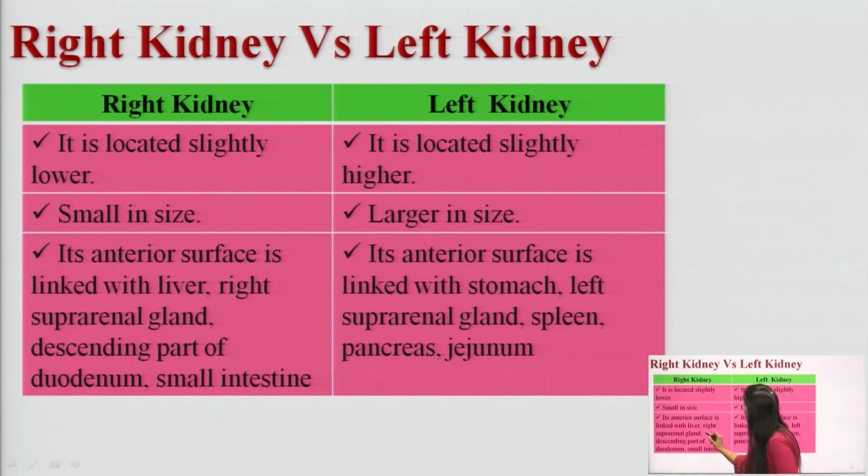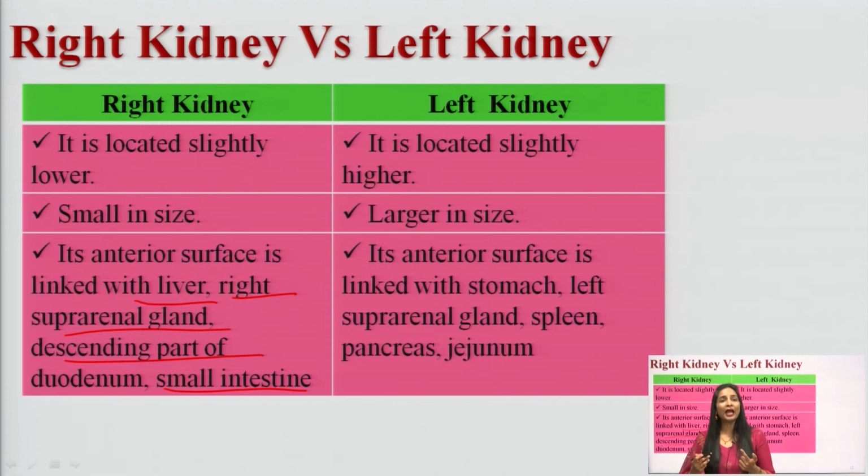So, the right kidney's anterior surface is linked with the liver, right suprarenal gland, descending part of the duodenum and small intestine. And what about the left kidney? On the left side, what organ is present anteriorly? The stomach. At the right side liver, left side stomach. So anteriorly, the left kidney's surface is linked with the stomach, left suprarenal gland, spleen, pancreas and jejunum.